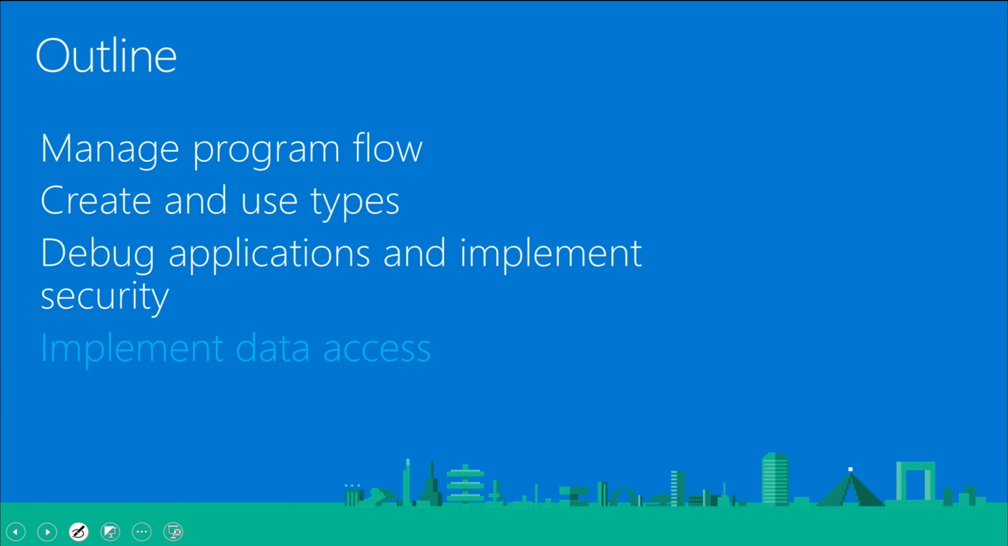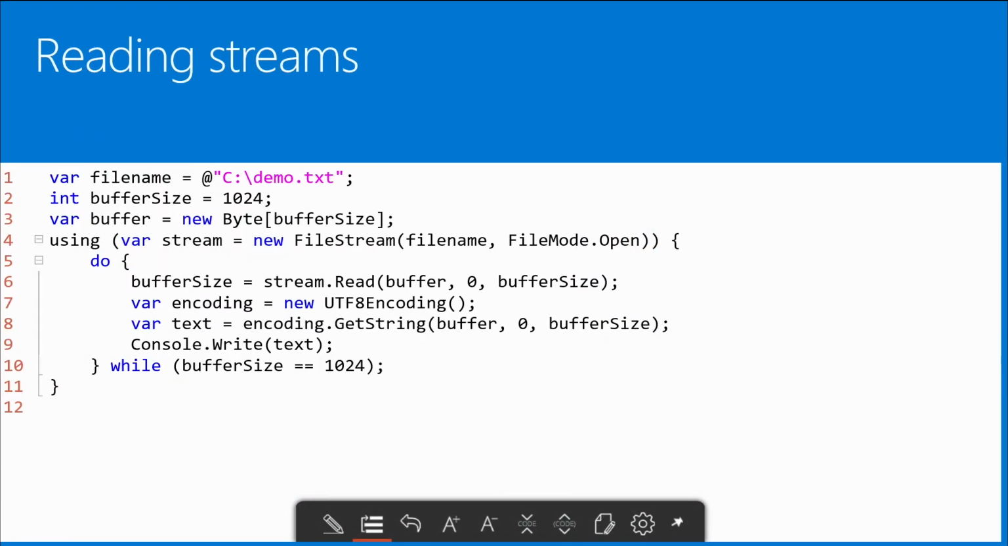The last little thing that we want to take a look at is implementing data access. You'll notice the basic setup to read from a stream. We set up our file name, we set up the buffer size, and then we loop through the data, going one chunk or one buffer at a time. Every time that we call read, we need to indicate how much data we actually want back.